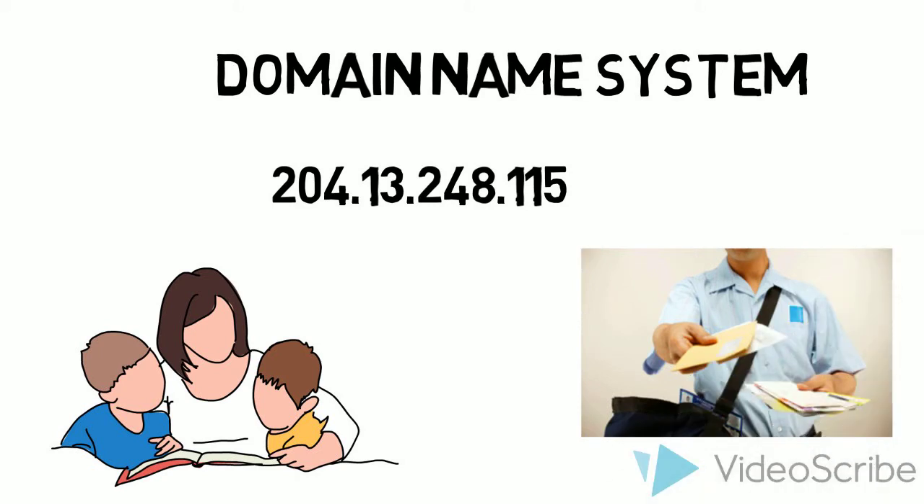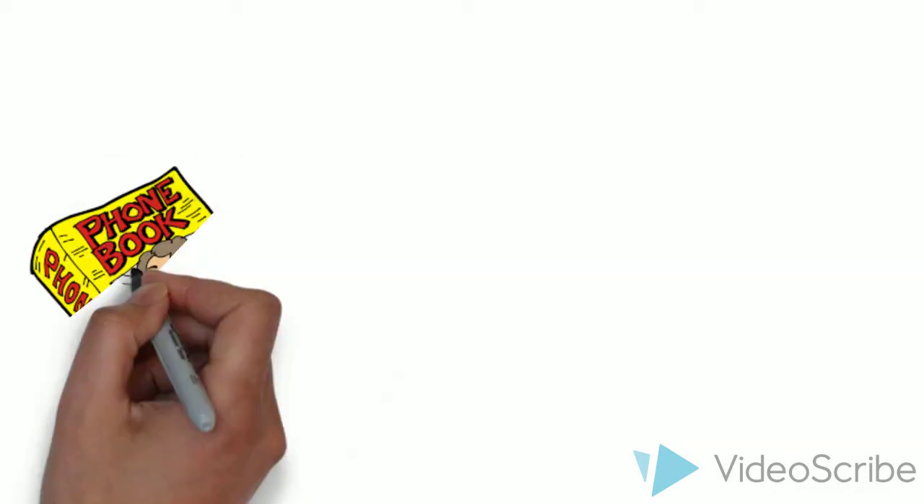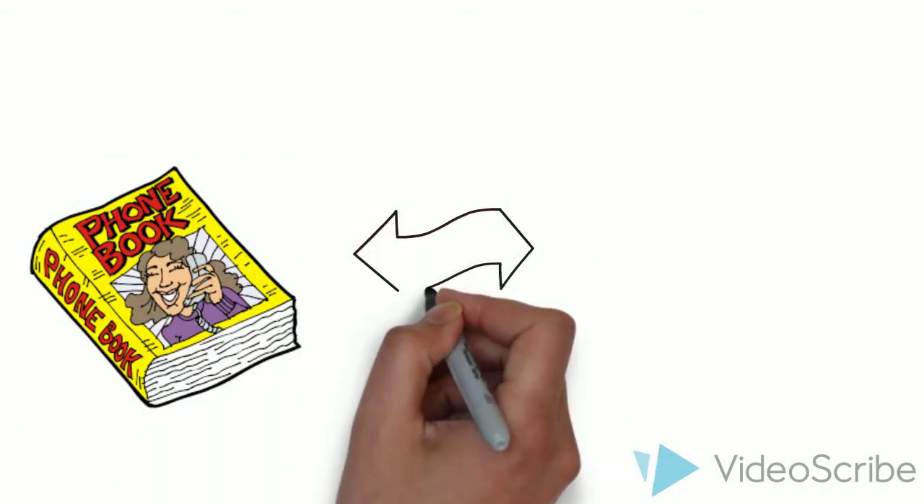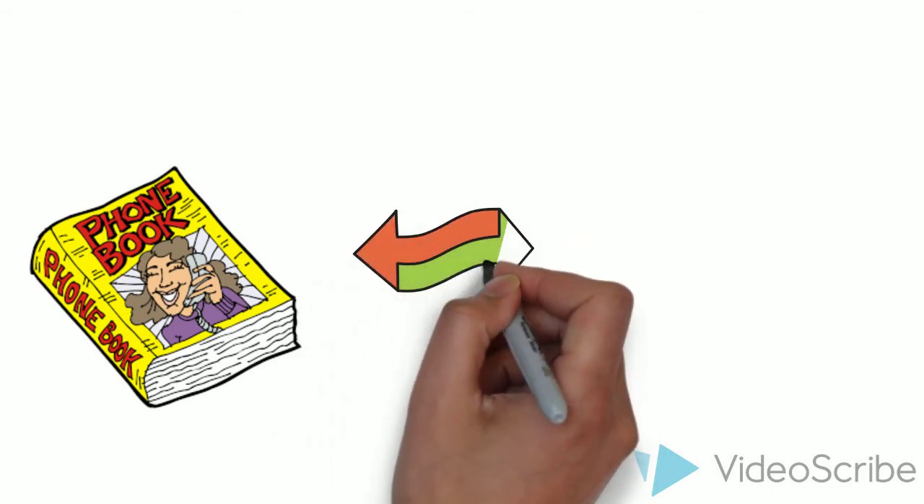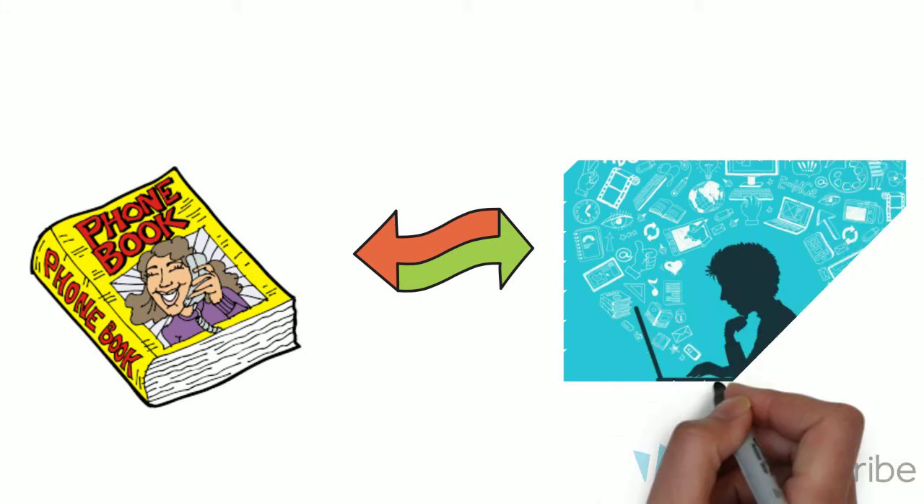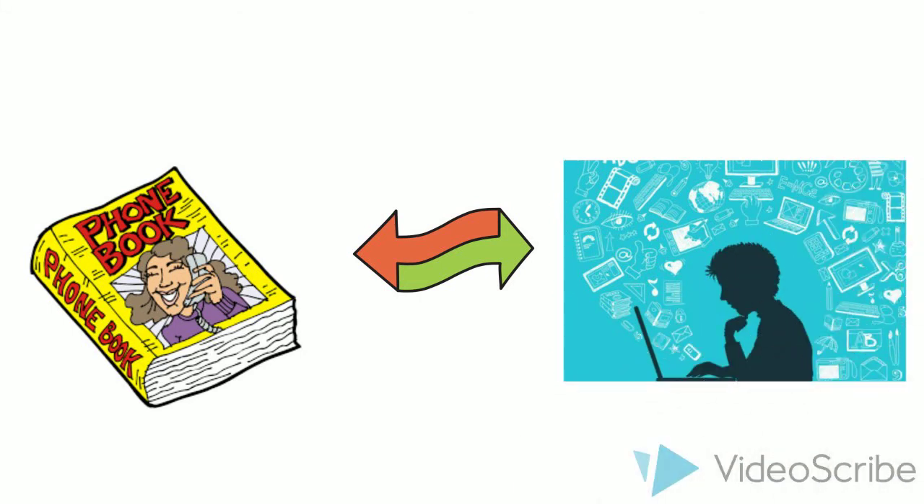But why is DNS important? DNS is like a phone book for the internet. If you know a person's name but don't know their telephone number, you can simply look it up in a phone book. DNS provides the same service to the internet.